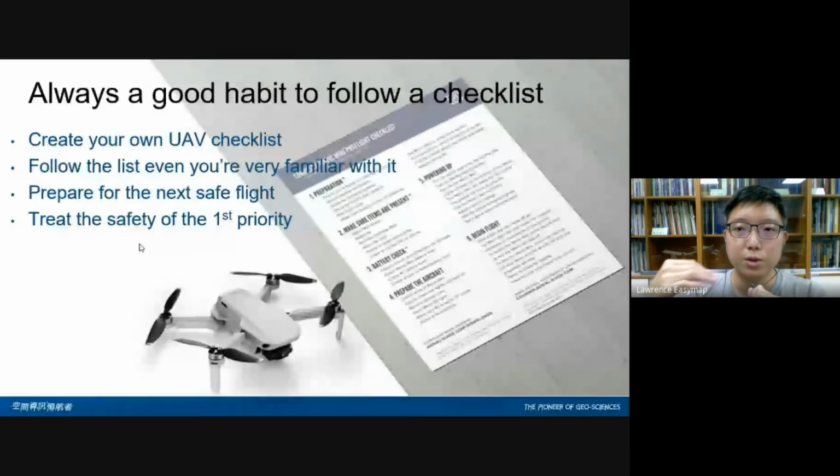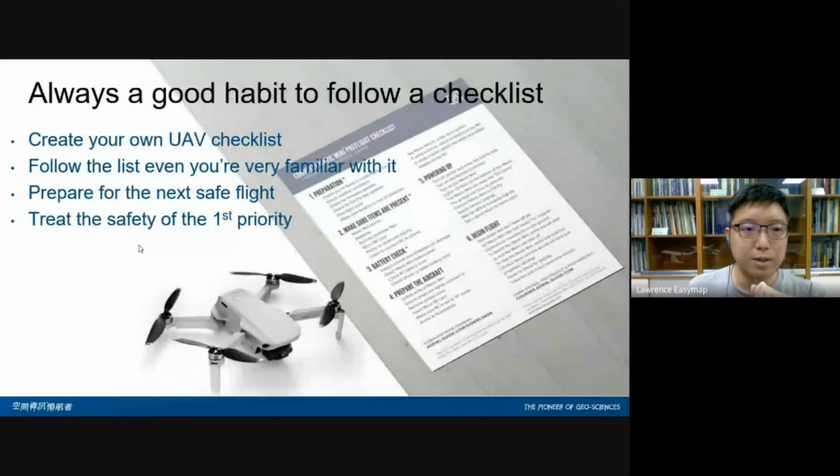It is always a good habit to do it, because it can make sure of the safety of your next flight. Even though you are very familiar with your UAV, for example, I've flown my UAV for the last few years and I can fly even if I close my eyes, you also need to check it carefully every time you take off and after landing.